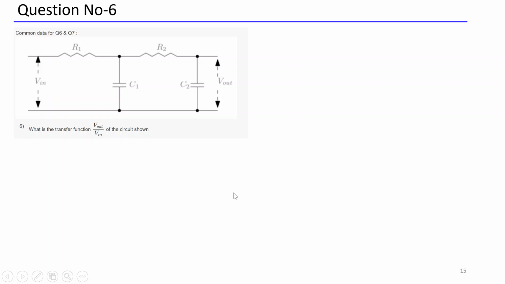Now the question is that you need to find the transfer function of an electrical circuit. So how do you do that? The transfer function definition is the Laplace transformation of output divided by the Laplace transformation of input, with initial conditions equal to 0.